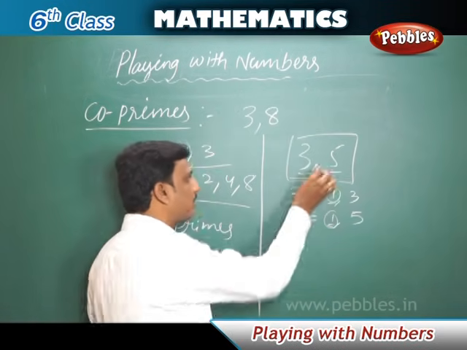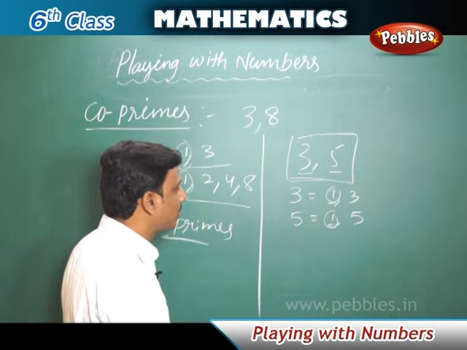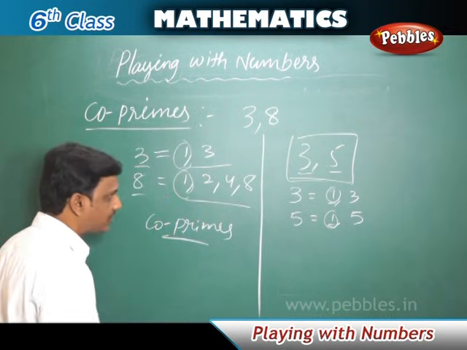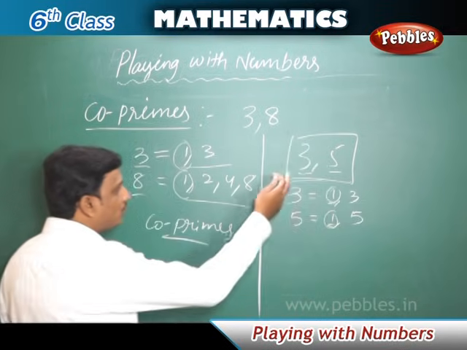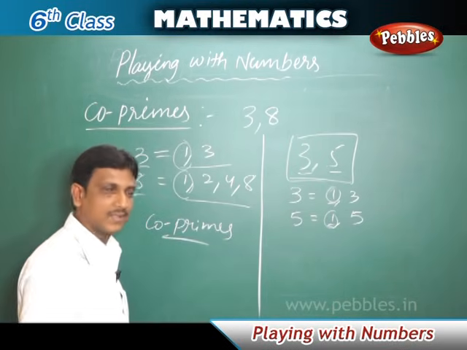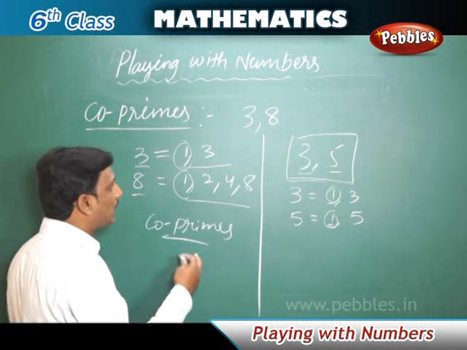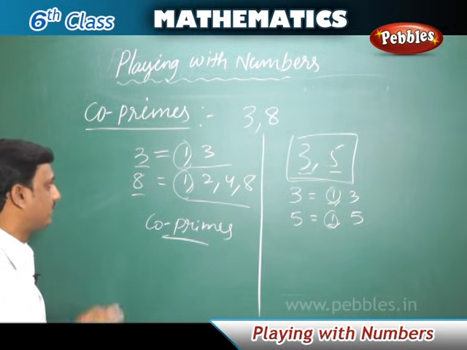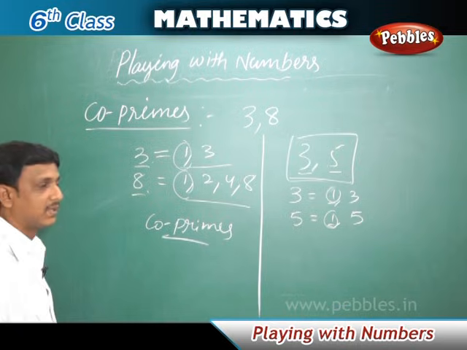And even these two numbers are prime numbers. So here we can understand one relation: two prime numbers are co-primes. That is, all prime numbers are co-primes. But all co-primes need not be prime numbers. See, these two are co-primes, but they are not prime numbers.